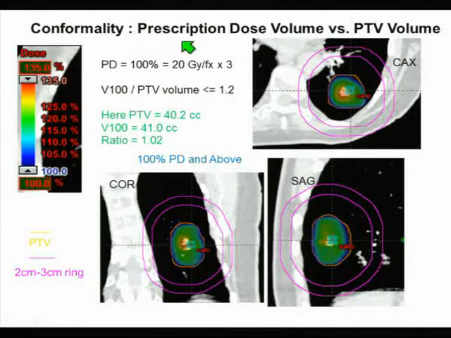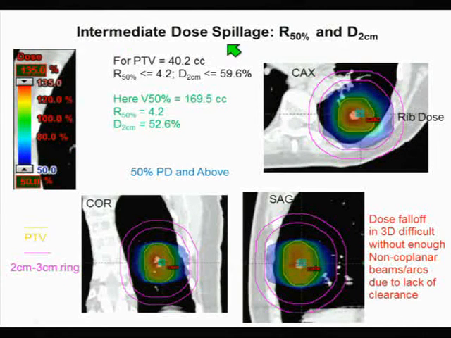And the conformality, you have a prescription dose volume versus PTV volume. So the criteria is less than 1.2. So I get a 1.02. So it's pretty conformal here at above 100 here. And then intermediate dose spillage. This is actually the most difficult constraint to meet.